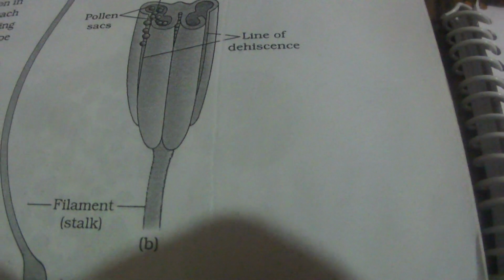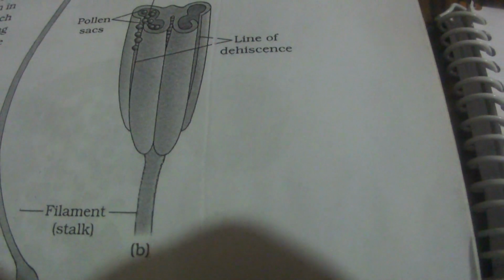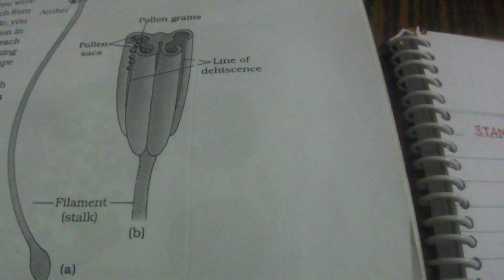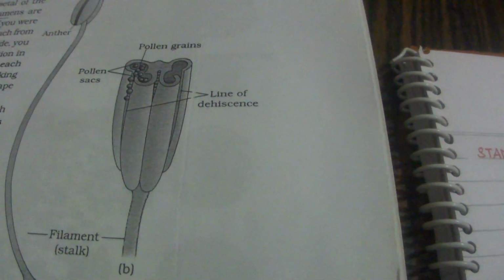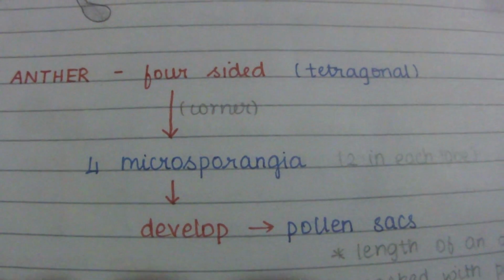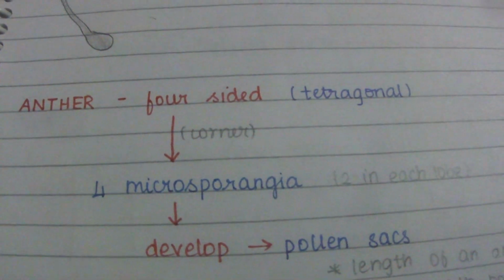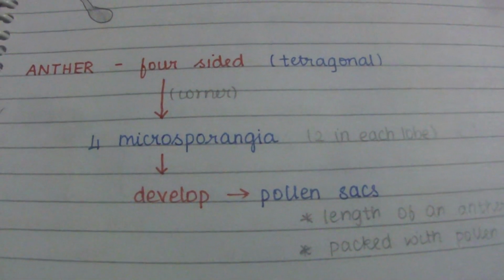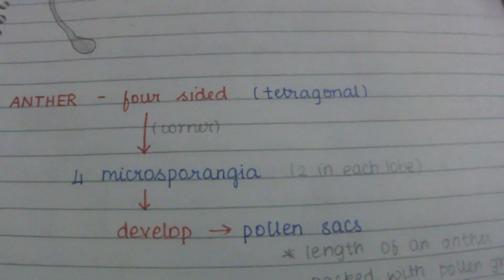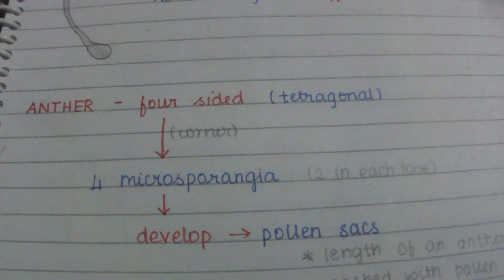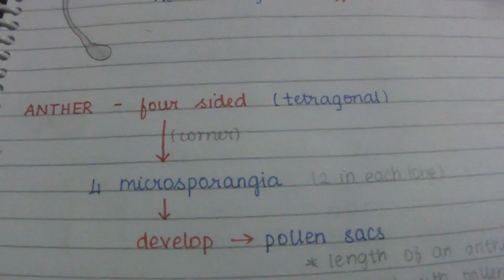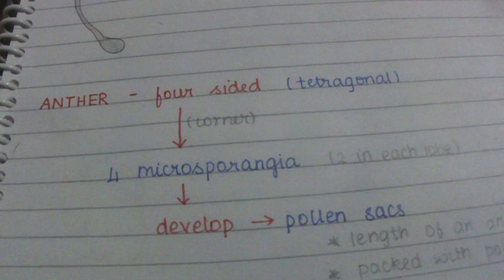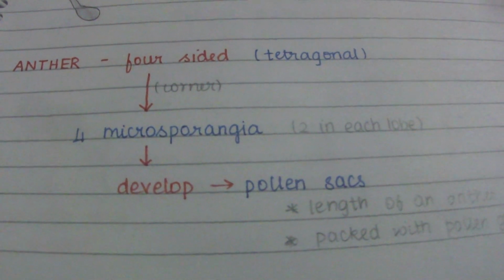The bilobed nature of an anther is very distinct in the transverse section of the anther. The anther is a four-sided tetragonal structure. It has four sides, as we saw in the diagram. At each corner we have microsporangia, that is, four microsporangia in total. In each lobe we have a pair of microsporangia, so four microsporangia will be there at the four corners.